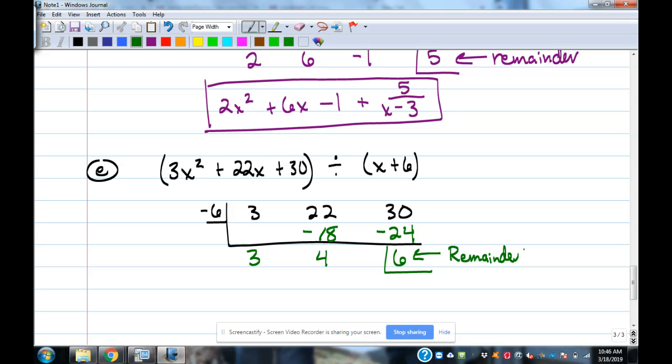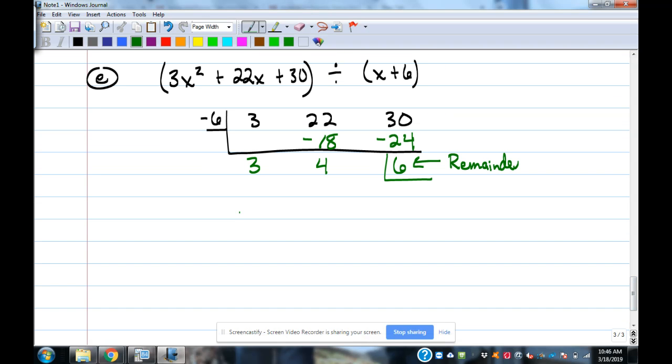Not that you have to write that every time. I'm just trying to point that out. That last number is going to be your remainder. Quotient, 3x plus 4, because we took a squared and brought it down 1. So that's where the 3x comes from. 3x plus 4 plus 6 over x plus 6.